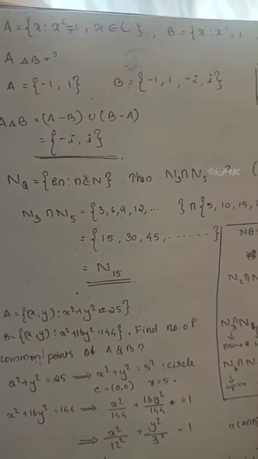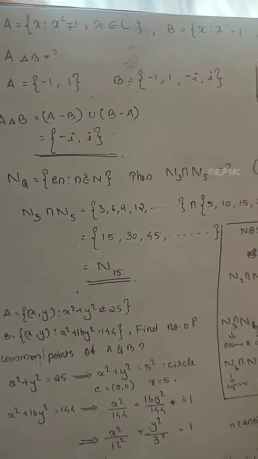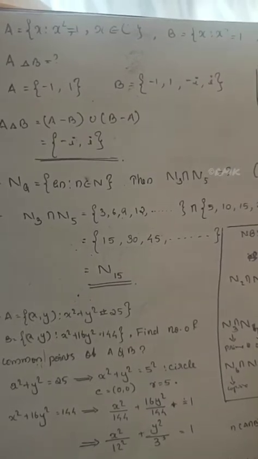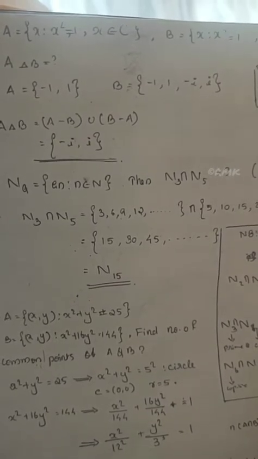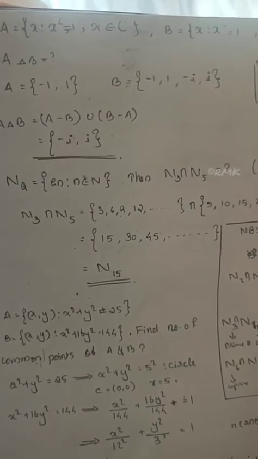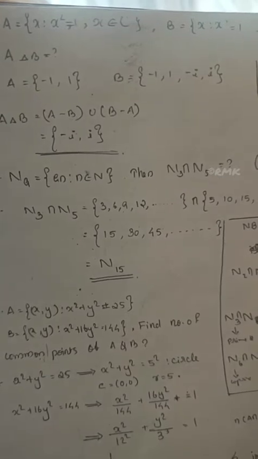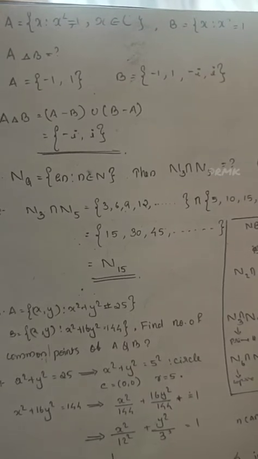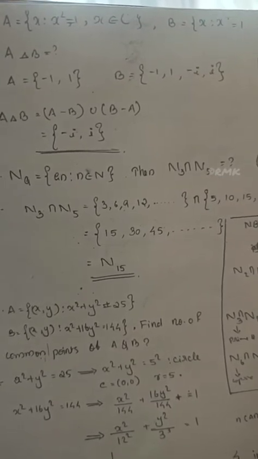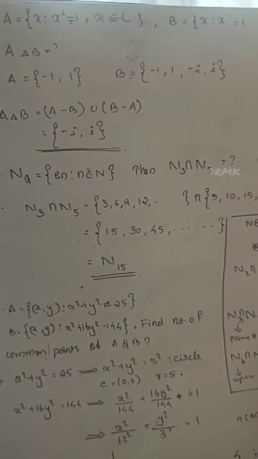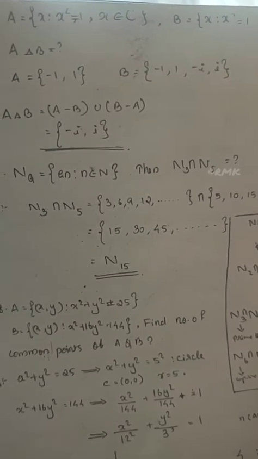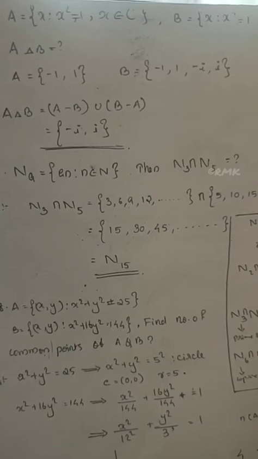B minus A is where some differences are there. Minus i is not contained in A. So B minus A is minus i. A minus B is null set. Null set union B minus A is the set B minus A itself. That is minus i.